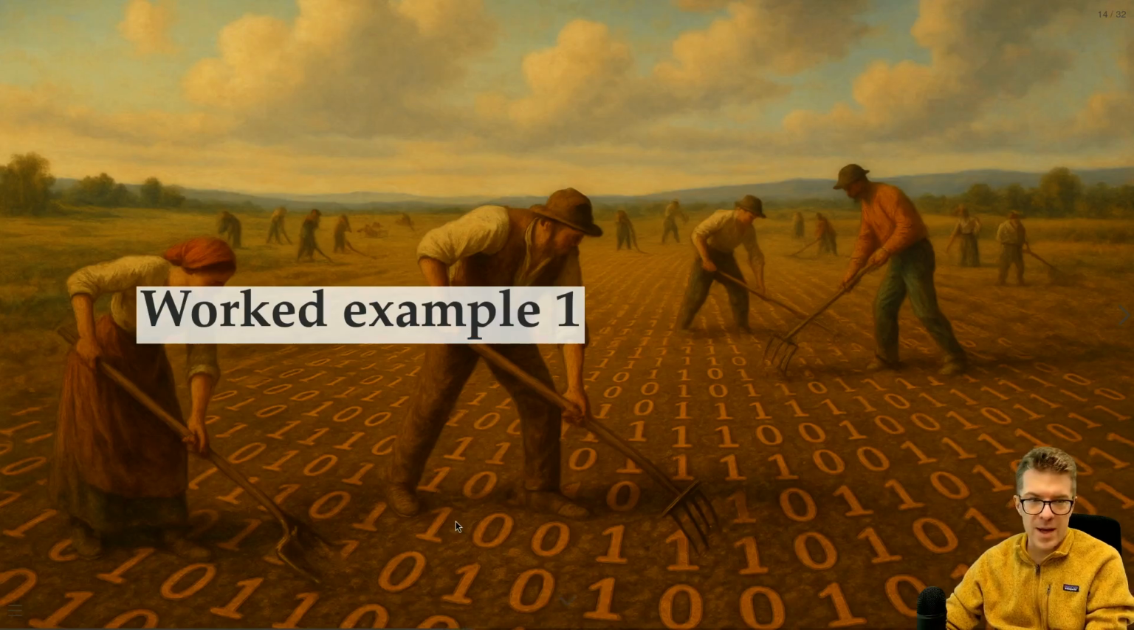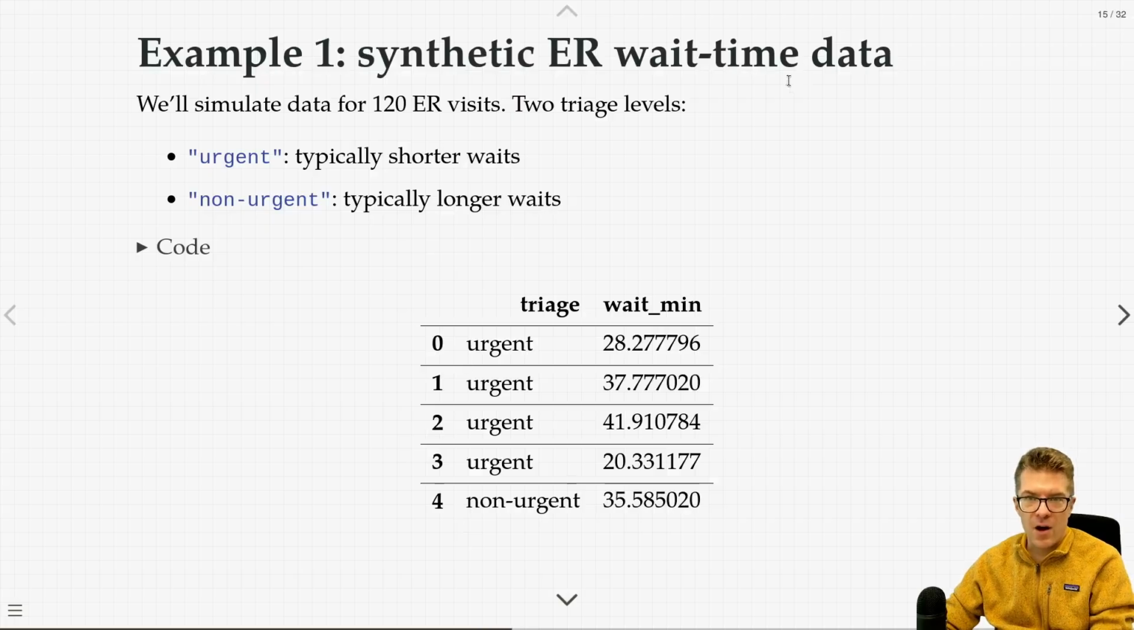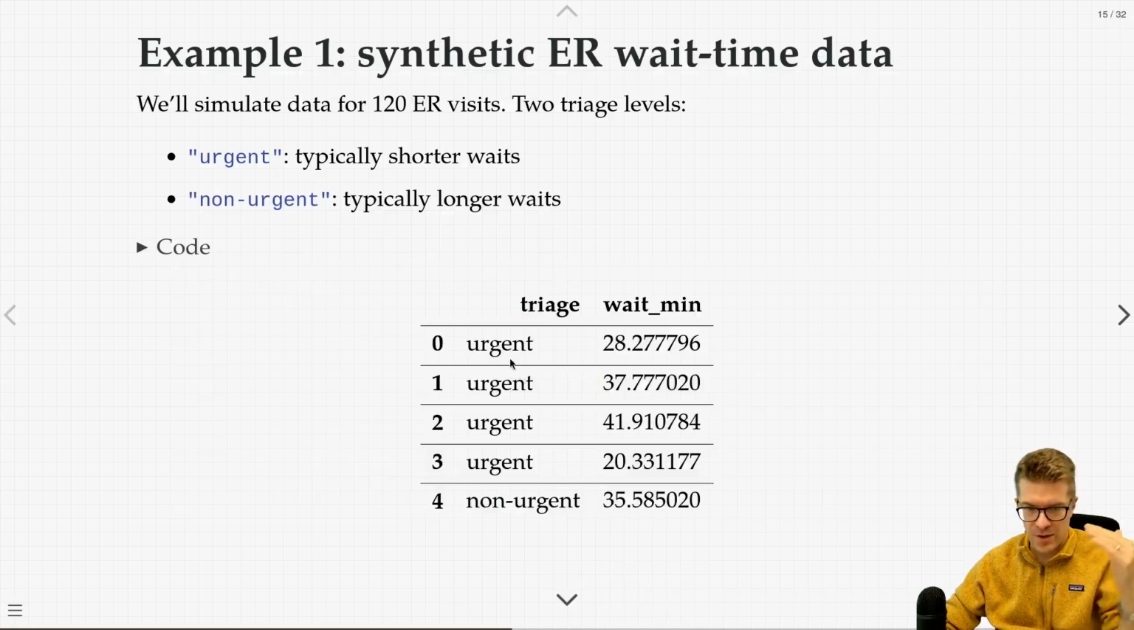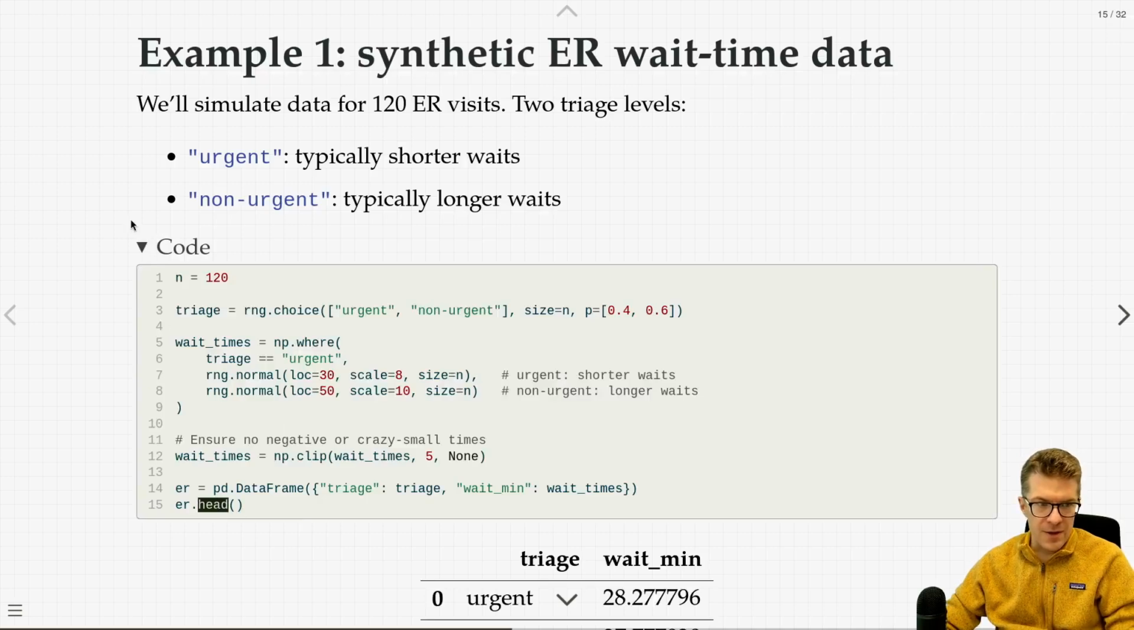So just some quick examples. Here's our synthetic ER wait time data. We're going to just have 120 emergency room visits, and we're going to have two levels of triage. There's going to be urgent, people who need to be seen urgently. They're going to have shorter wait times, and then the non-urgent subset of individuals who come to the ER might have longer wait times. So again, as usual, here's some code which you can download from the slides to help obtain this data. And here's just a sample of the head of this data frame.